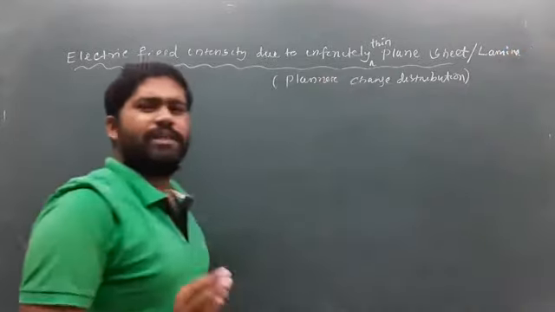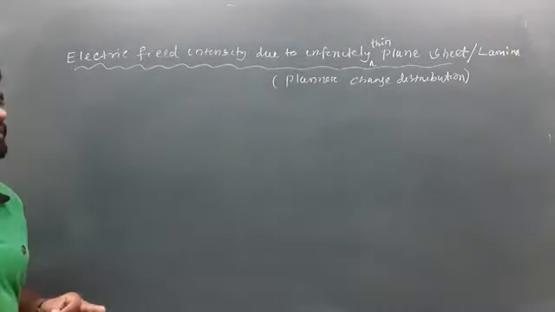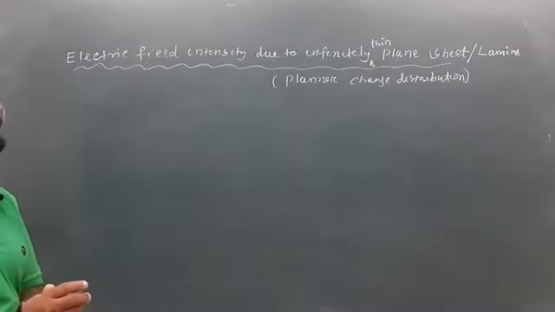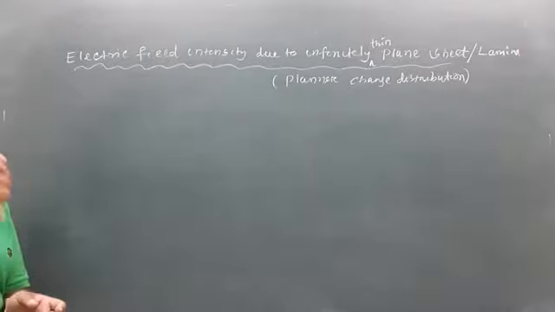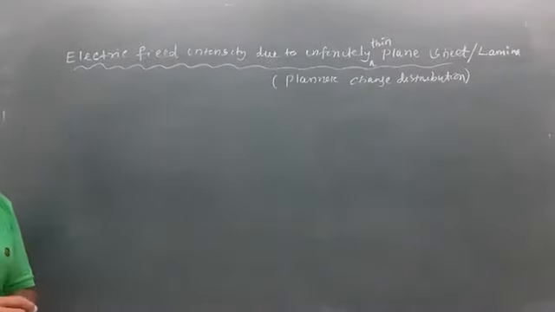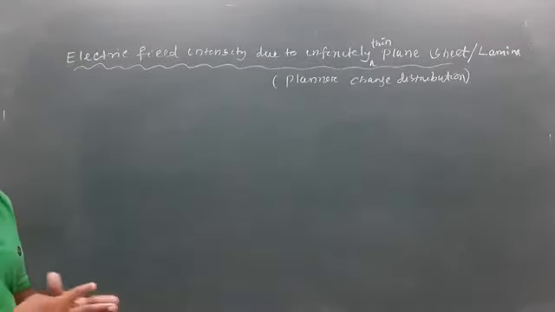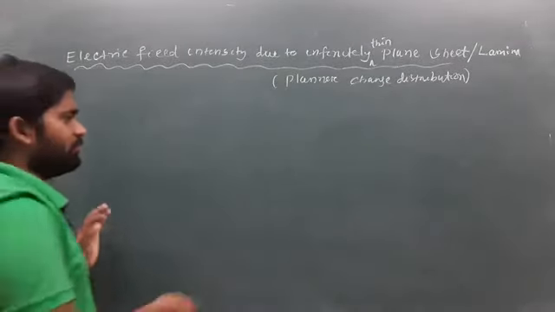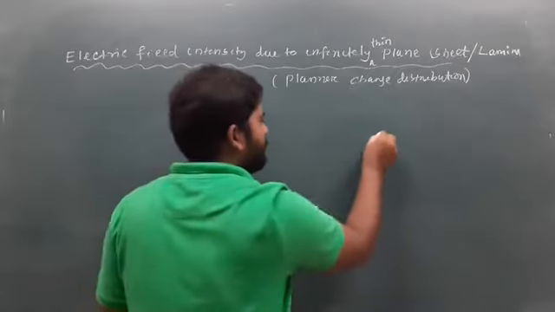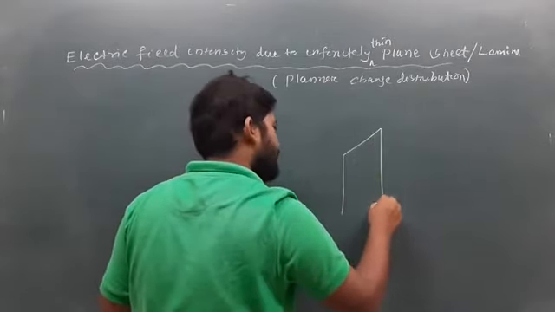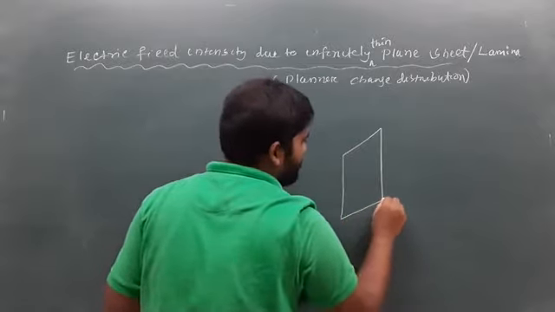So what is a lamina or infinite thin plane sheet? An infinite thin plane sheet is a surface whose thickness is very small. Thickness is infinitely thin, infinitely less thickness. So how could we draw that? Suppose I consider this one is an infinitely thin plane sheet.